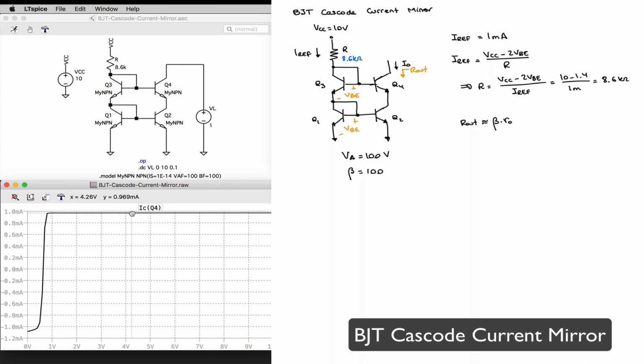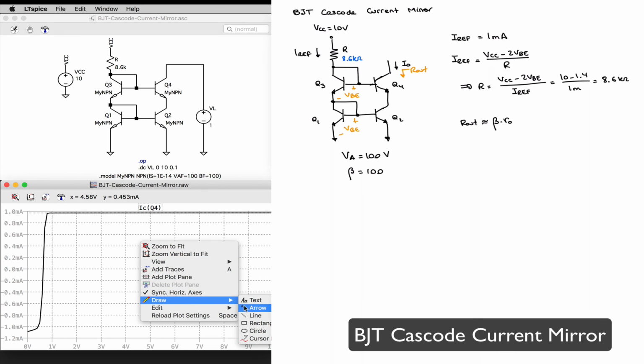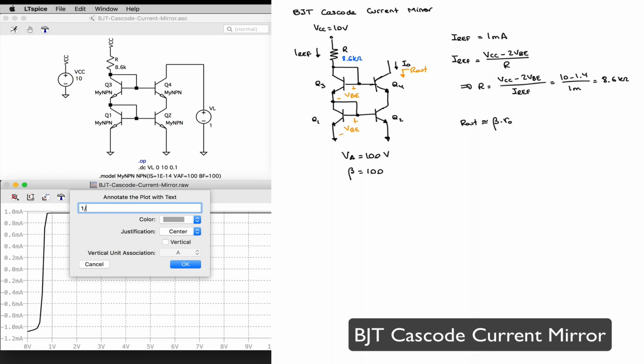One cursor at 10 volts, the other cursor at 1 volt. And that's my slope. And 1 over that is my output resistance. So R out equals 1 over the slope, or 1 over 1.765 e to the minus 7. And I get close to 5.8 mega ohms.